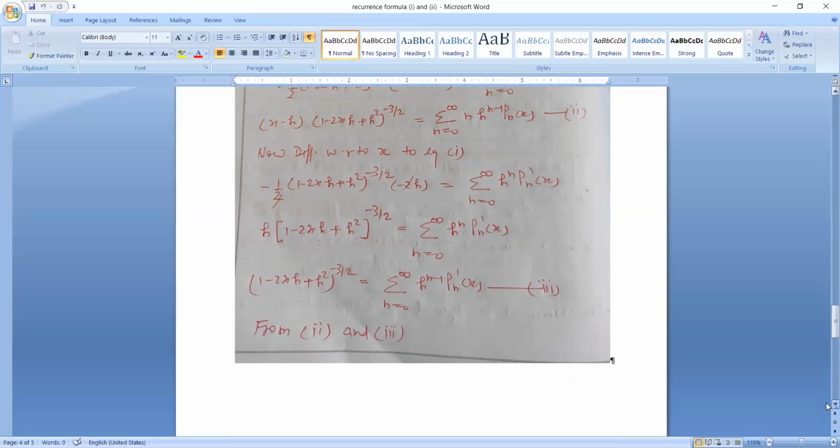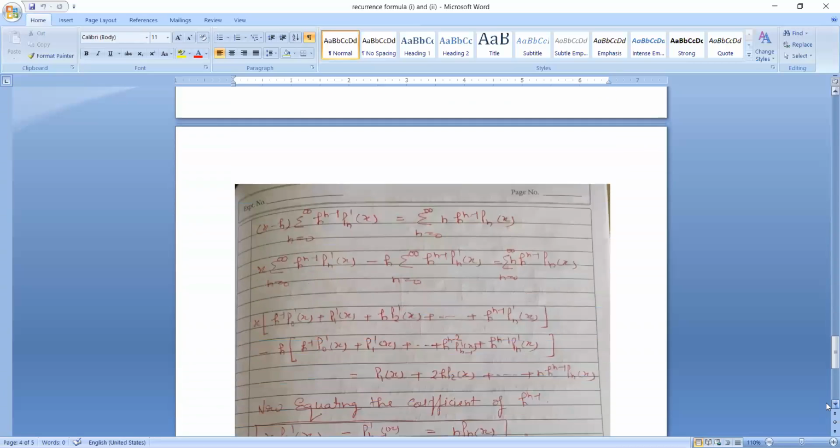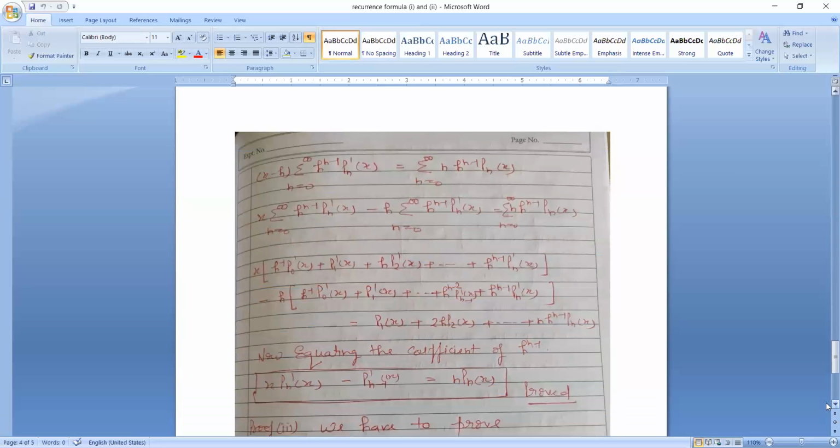Now from 2 and 3, this is (x minus h) summation n is equal to 0 to infinity h to the power n minus 1 P_n'(x) is equal to summation n is equal to 0 to infinity n h to the power n minus 1 P_n(x). Now x summation n is equal to 0 to infinity h to the power n minus 1 P_n'(x) minus h summation n is equal to 0 to infinity h to the power n minus 1 P_n'(x) is equal to summation n is equal to 0 to infinity n h to the power n minus 1 P_n.